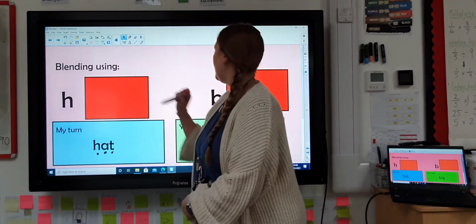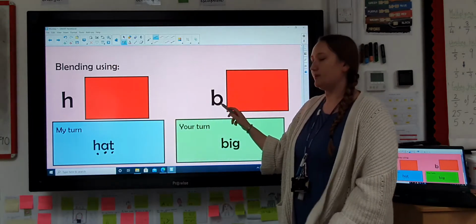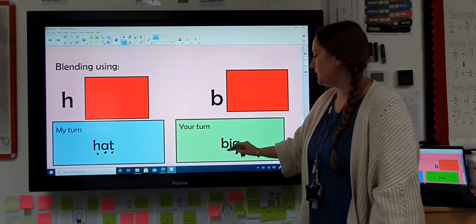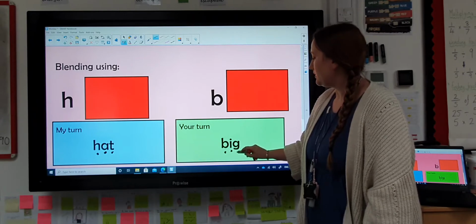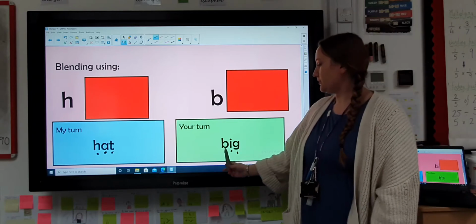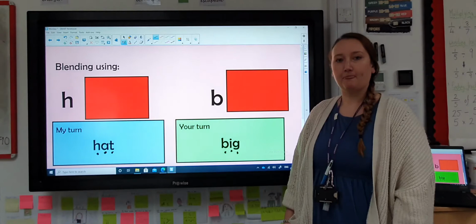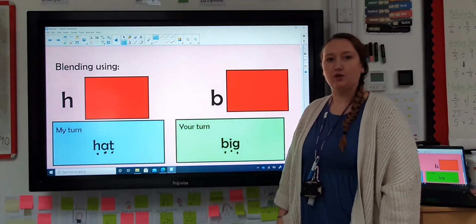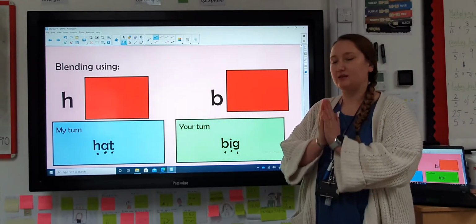So, now it is our turn. Which phoneme are we going to be blending with? B. Blending with B. So, we have our 1, 2, 3 phoneme buttons. So, we have B, and what is this phoneme here? The next one? I. And what is our last phoneme? G.